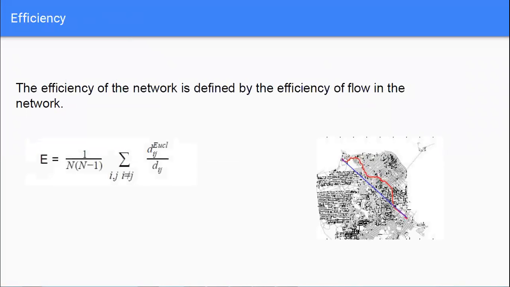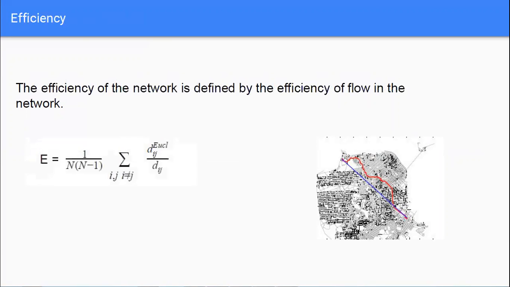The other property that we will be using is the efficiency of the network, and it is defined by the efficiency of flow in the network, that is the ease of traversal from one node to another. The efficiency for a pair of nodes, say i and j, in the network is given by the ratio of the Euclidean distance of the two nodes to the shortest path distance of the pair of nodes. The global efficiency is given by the formula shown.